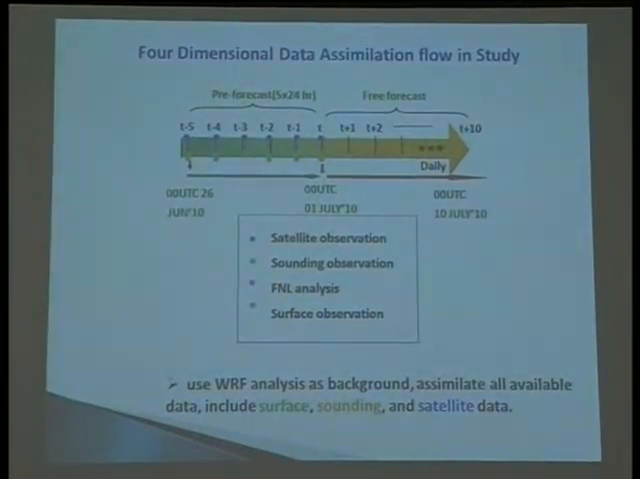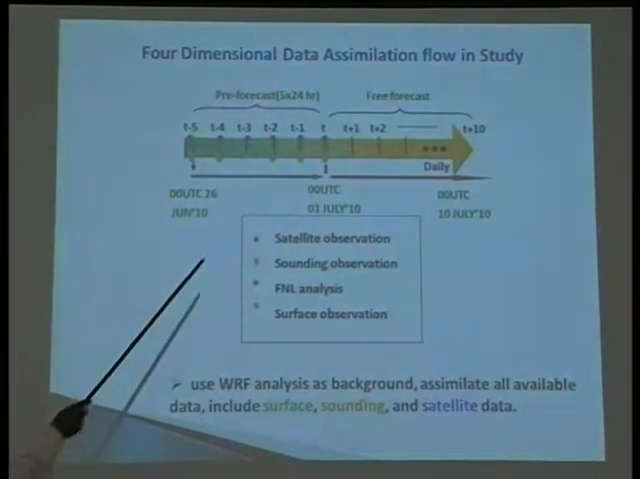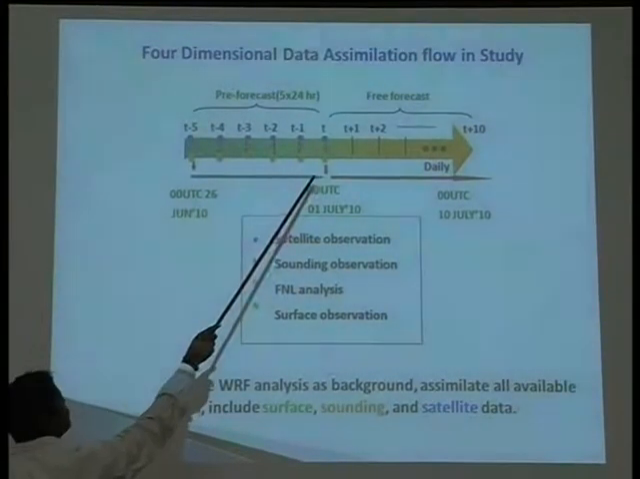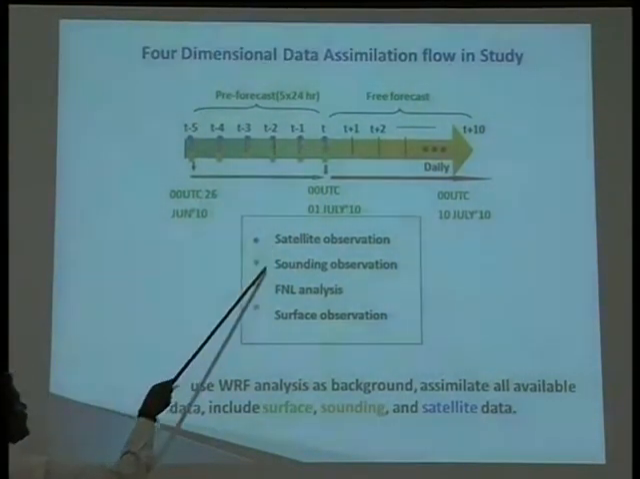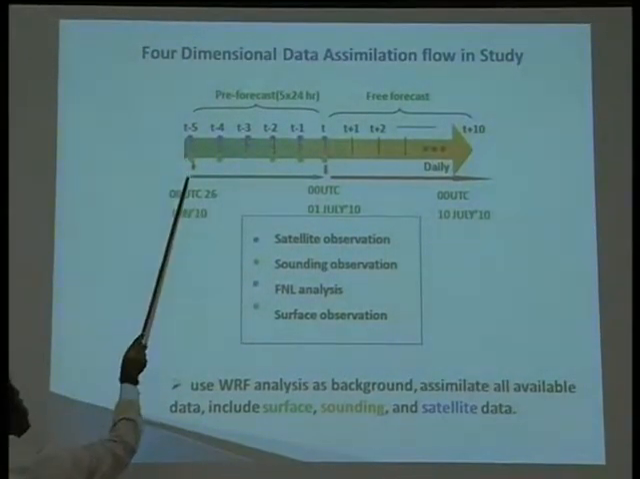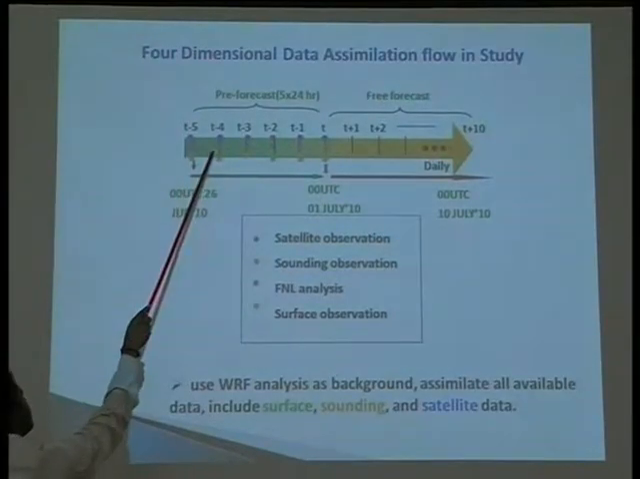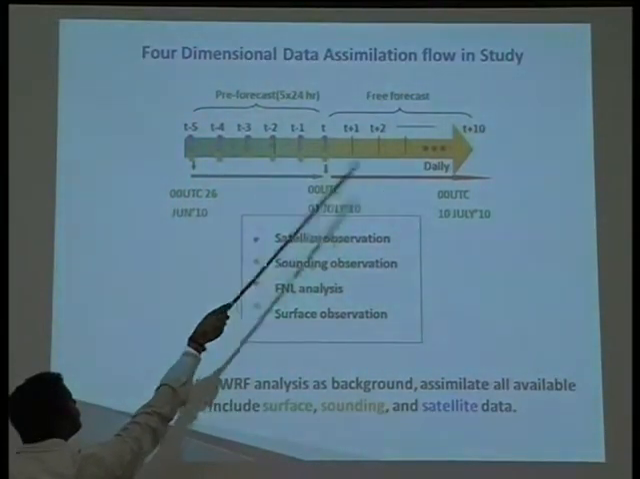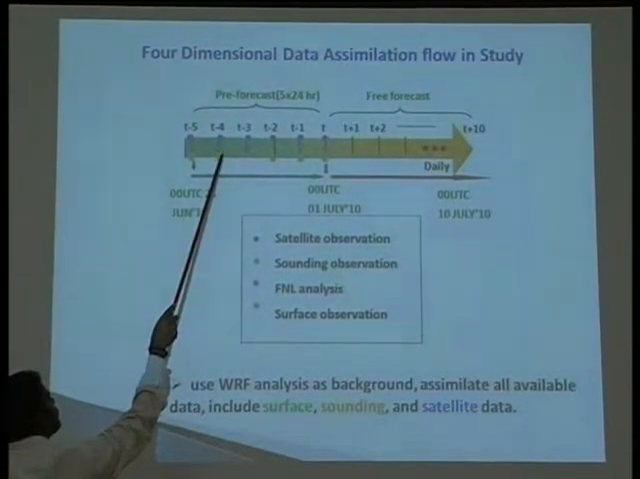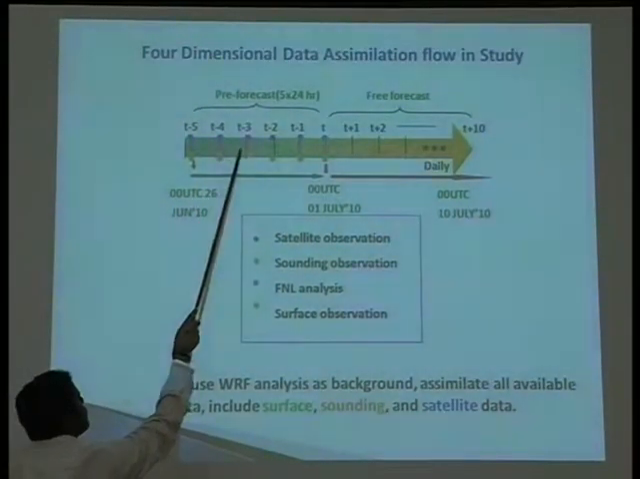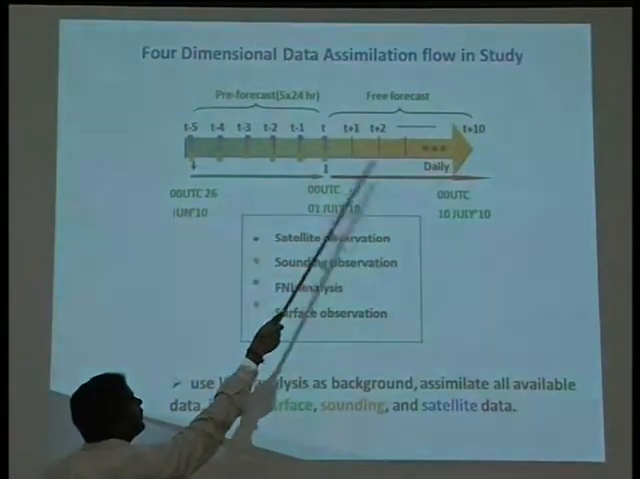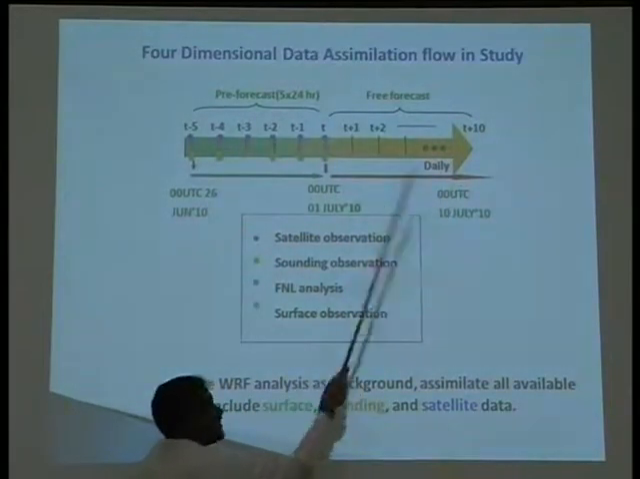This is the flow of the data assimilation. This is the assimilation window from 26th June 2010 to 1st July 2010. These are the different data sources. First I assimilated at 26th June 00 UTC and gave the pre-forecast. Then I assimilated again, injecting the observations available on that particular day, and this continues up to here, and then the forecast will start from July 1st to 10th July.